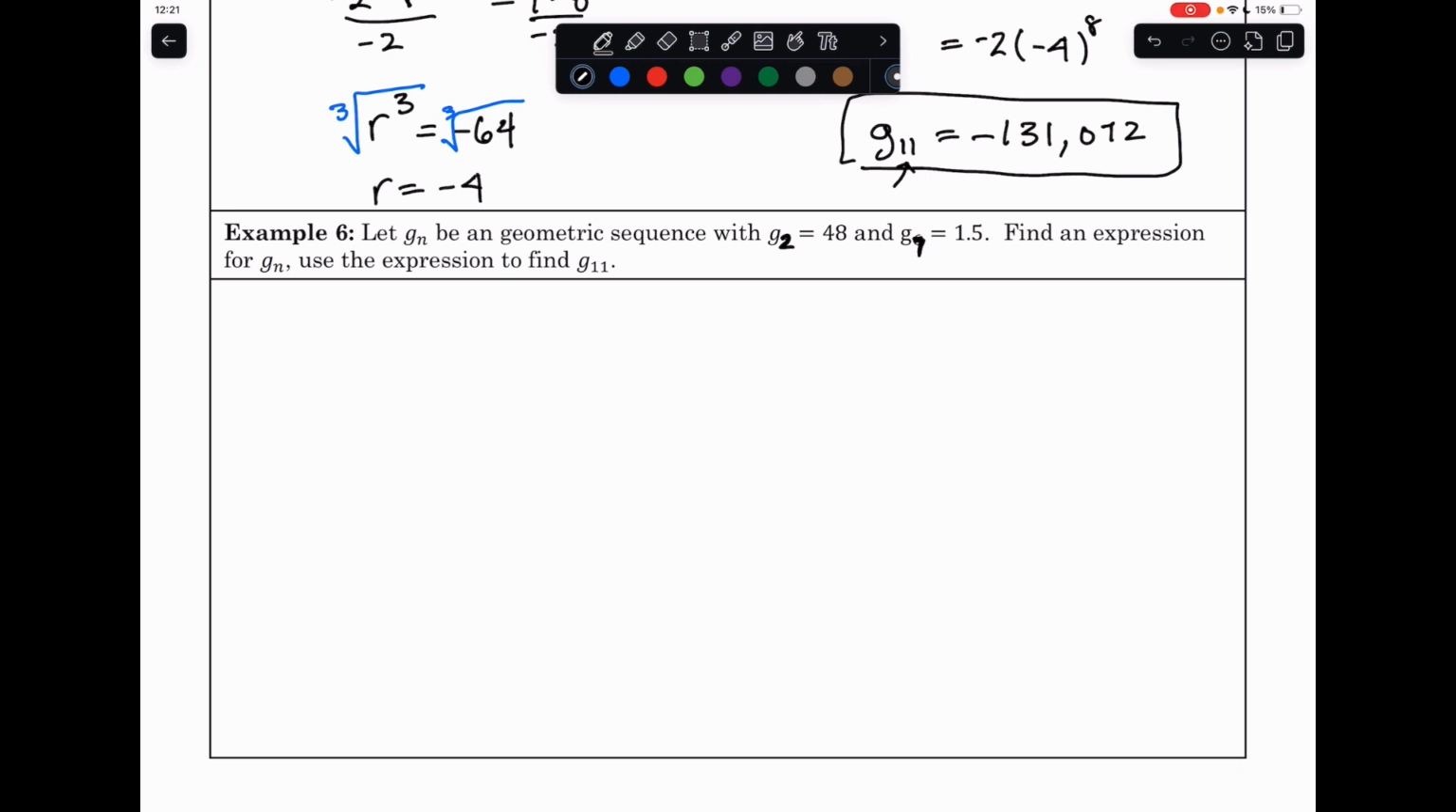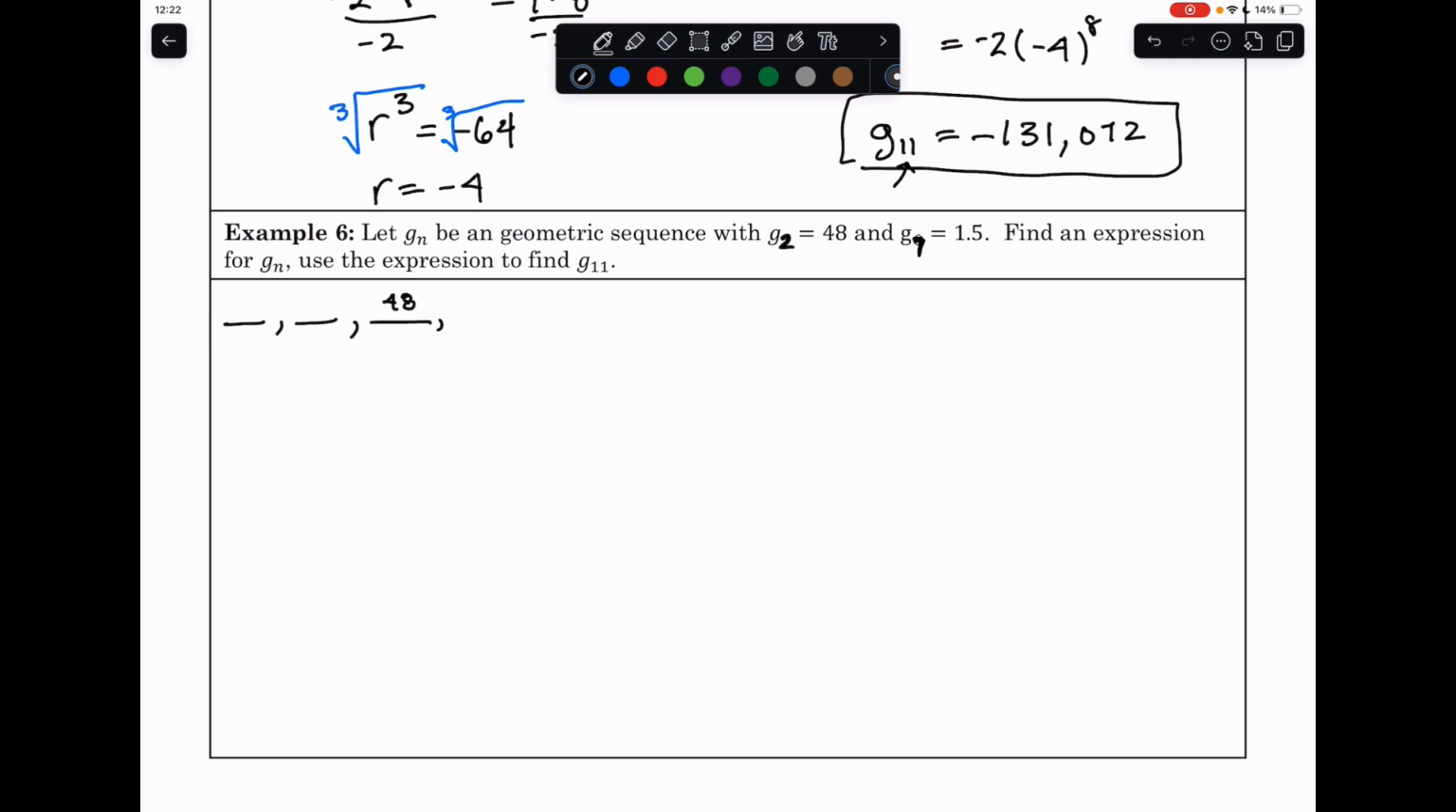Let's look at this example now. So the strategy again is going to be the same. It's easy as we could recognize again what this means. G of 2 means that we're looking at the third number in the sequence. So we have g of 0, we have g of 1, and the third number in the sequence is going to be 48.